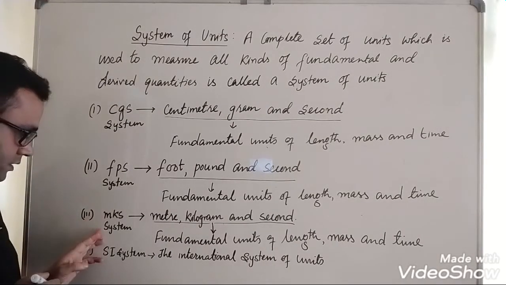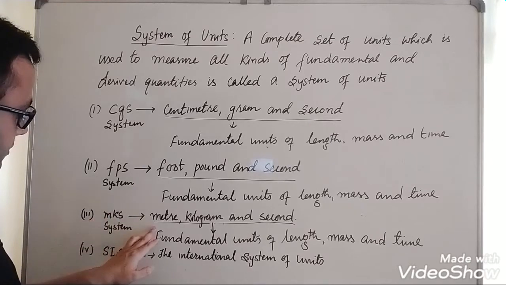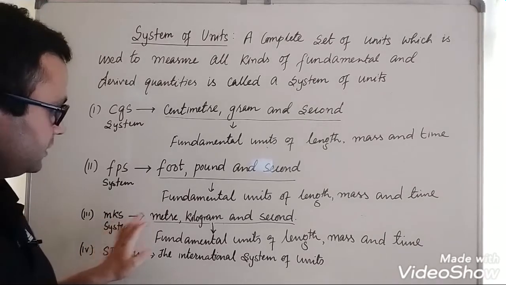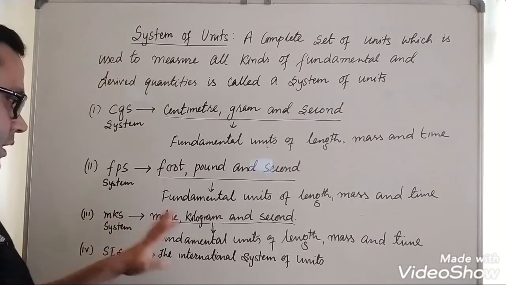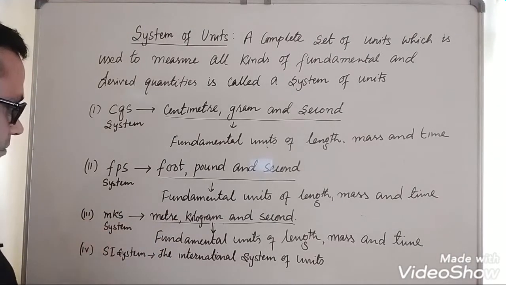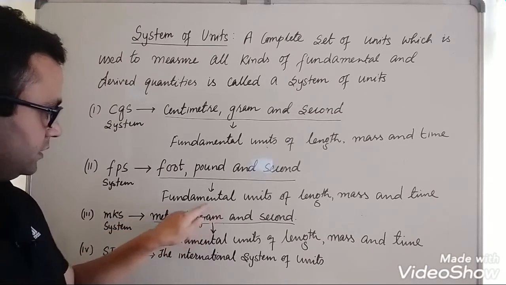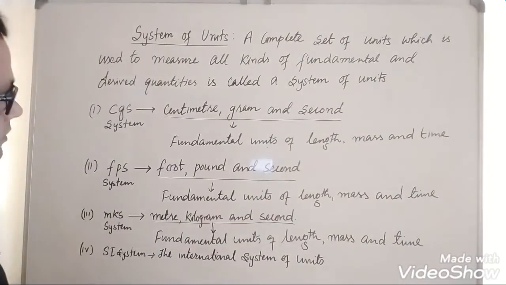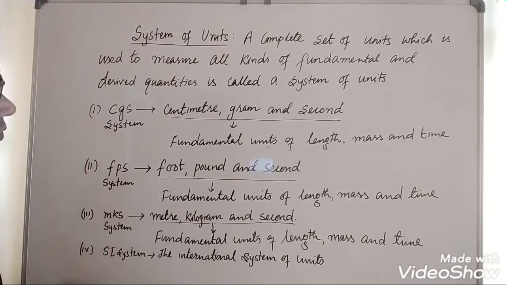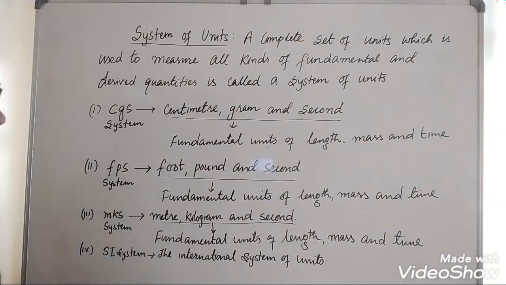And the MKS system. In the MKS system, M is meter, K is kilogram and S is second. Meter is the unit of length, kilogram is the unit of mass and second is the unit of time.